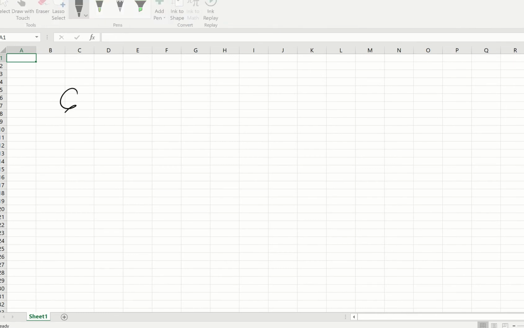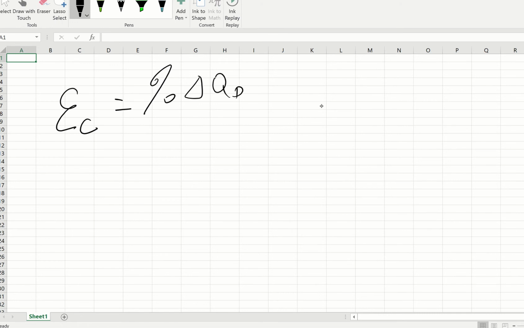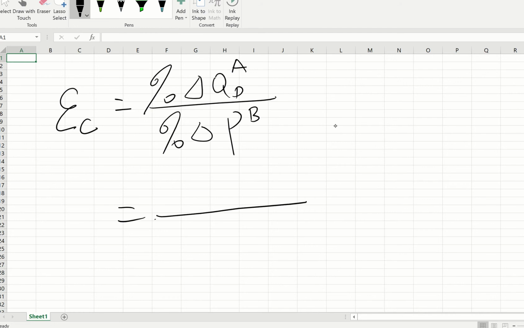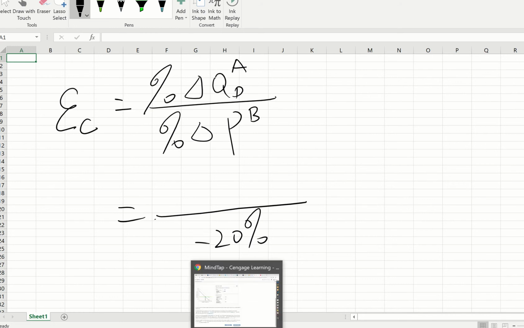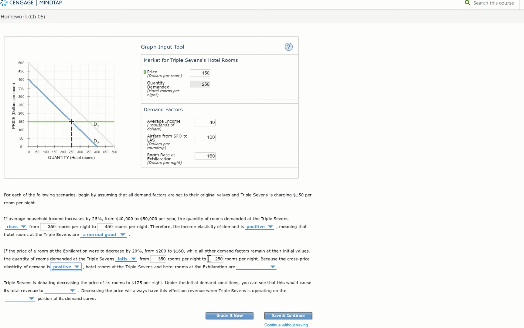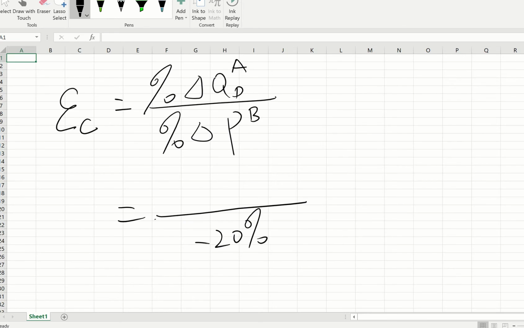Your cross price elasticity equals the percentage change in quantity demanded for one good over the percentage change in the price of another good. In the example we just saw, the price went down by 20%, so it's a negative. And on top, our quantity demanded for hotel rooms at 777 also went down from 350 to 250. So that's a negative too. So this is false. Negative on top, negative on the bottom, and once you finish, this answer should be positive. So that's a positive correlation.